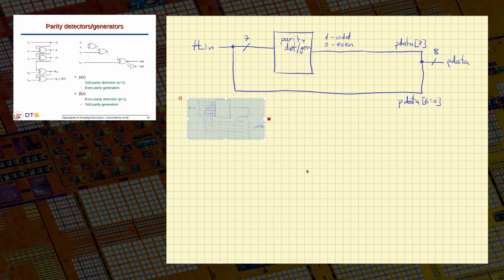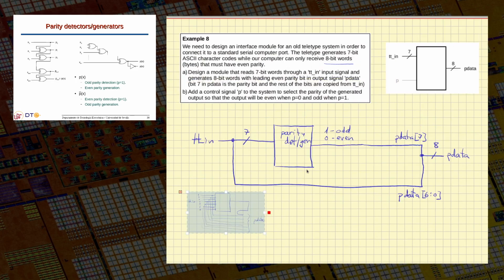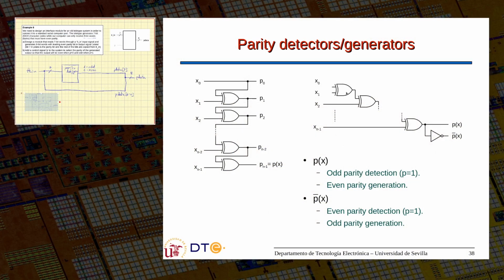So this basically solves part A of my exercise. Simply, I take the input signal, calculate the parity, and combine the parity with the original set of signals. That's it. Now, I'd like to talk a bit more about this parity generator. We see that our parity generator is a connection of exclusive OR gates in cascade.